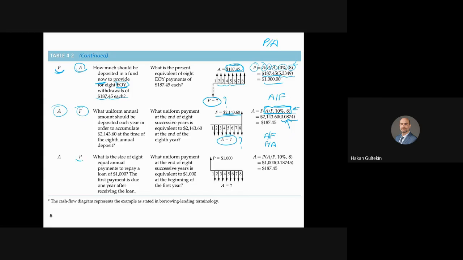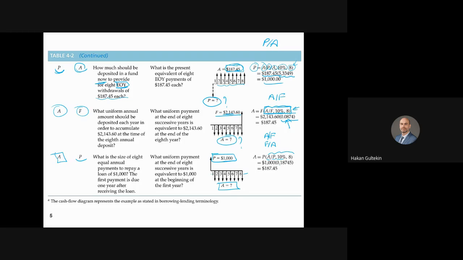And finally, we may have given this initial amount, present amount, and we may want to find the equivalent payment series. So, for example, you receive a loan from a bank for $1,000 now, and you want to pay this in equivalent payment amounts for 8 years at the end of each year. Then this is the factor that you are going to use. A given P, 10% and 8, and in your table, this is the seventh column.